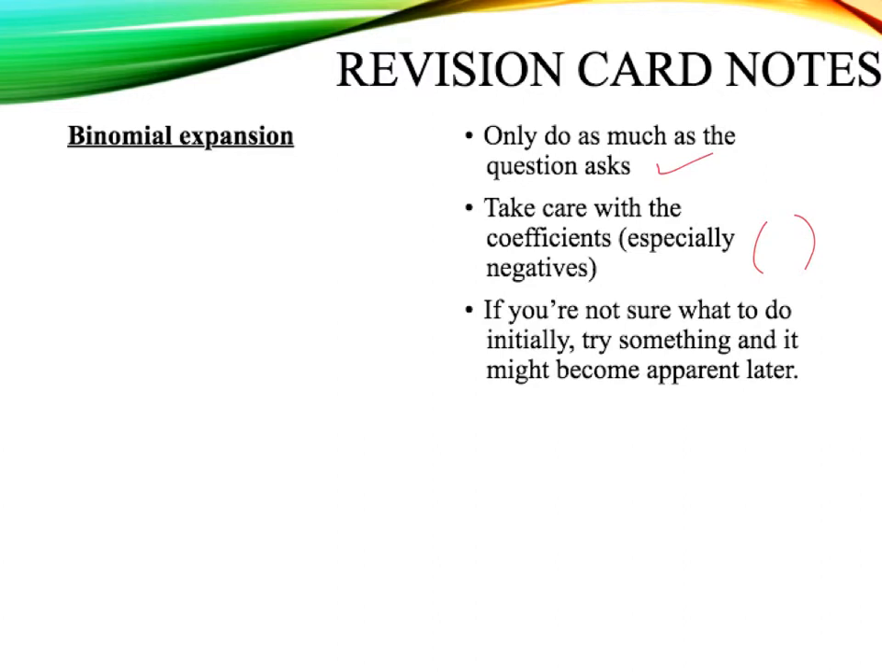And finally, if you're not quite sure what you're being asked to do, as with this question, it didn't seem like we know how to integrate 1 minus 5x all to the 7, but actually the binomial expansion part was leading us towards that. So if you're not sure, have a go at doing something and it might become apparent later. Similarly with part B, it might not have been obvious what we were trying to do in terms of equating the coefficients there, but as soon as we started, it made perfect sense.